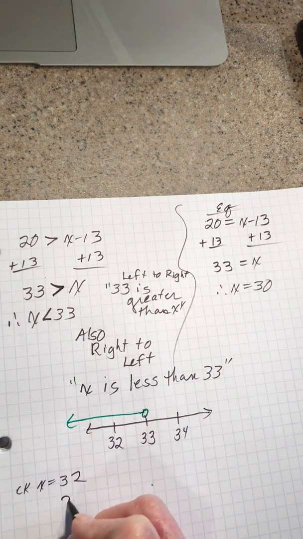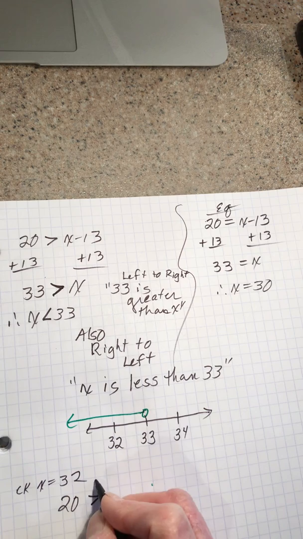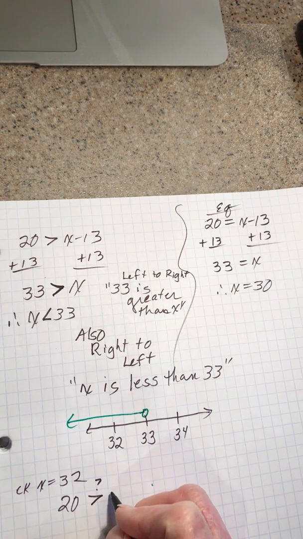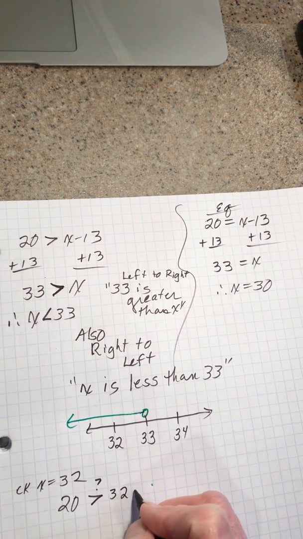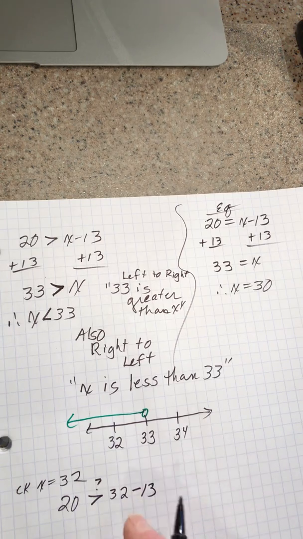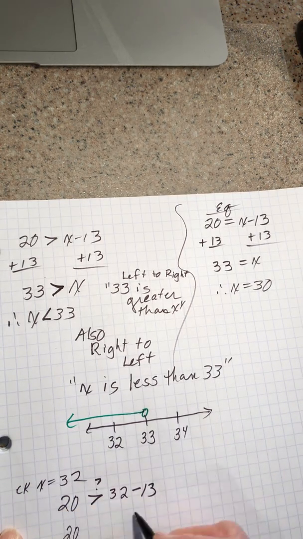So is 20 greater than 32 minus 13? Now remember, I used the original inequality. Is 20, what's 32 minus 13? It's 19. Is 20 greater than 19? Yes, it is. So I think we're good. I think we're good on this.